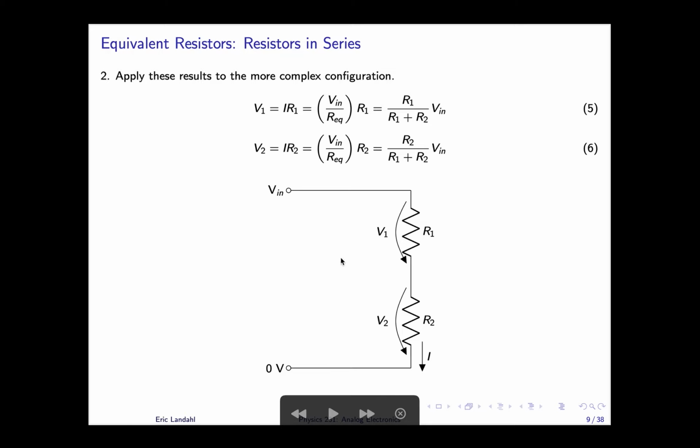Similarly, V2, the voltage across the second resistor, would be that current through this entire circuit, which is again the same all the way around, times R2. So that's V in over R equivalent, that's our current, times R2. Now just substituting in R equivalent as R1 plus R2, we would come up with these expressions for the voltage across the top and the voltage across the bottom resistor.